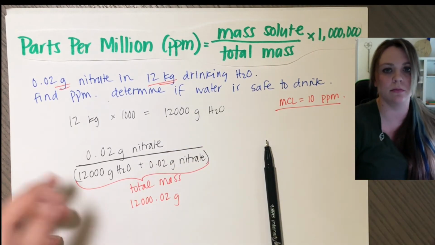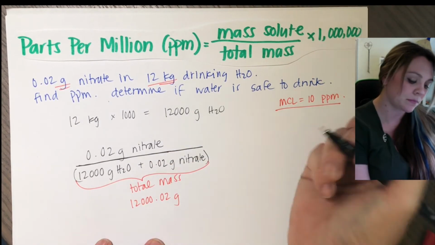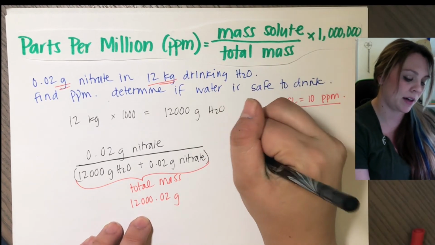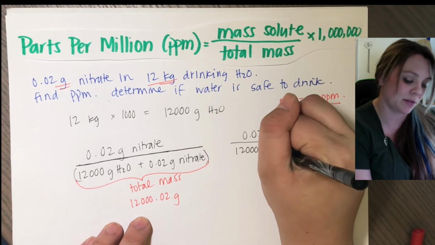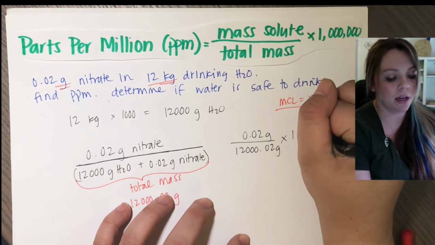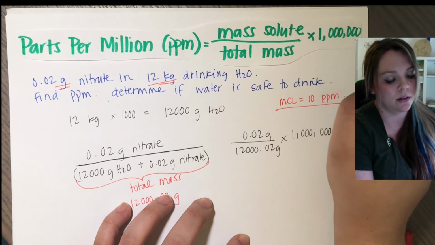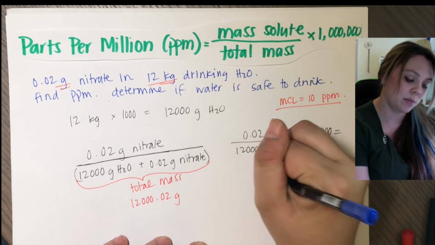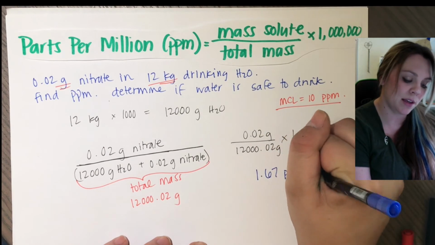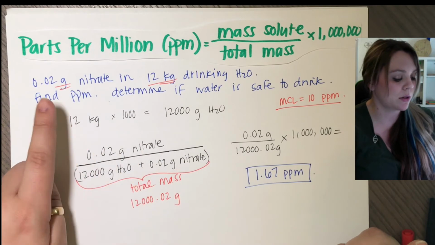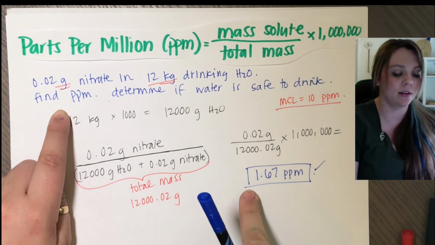12,000.02 grams. All right, so you basically get 0.02 divided by 12,000.02, and it's parts per million, so times a million. And you get a lovely answer of 1.67 ppm. Okay, so that's the answer to your first question. Find parts per million. Check.